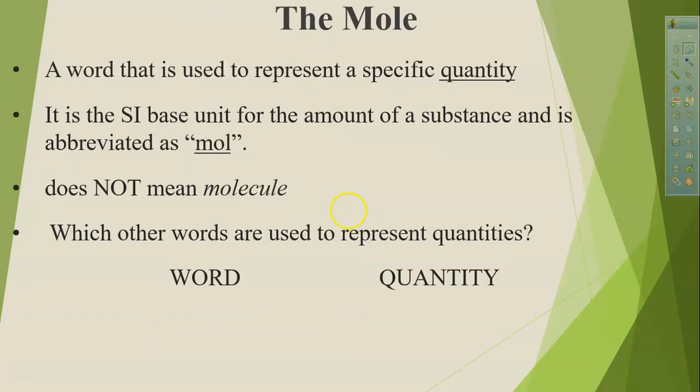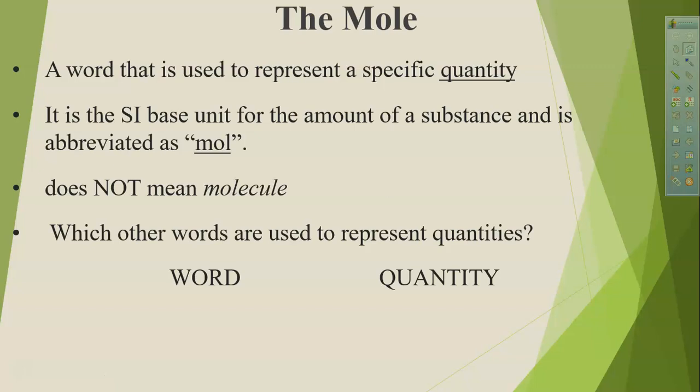A mole is something that's used to specify a particular quantity. It's the SI base unit for the amount of substance. Its abbreviation is mol, which is not a whole lot smaller than mole, but it's mol. Don't use just M. Don't use anything but mole or mol. That's just the abbreviation, mol. It doesn't mean molecule, so be careful. Like I said, the mole represents a quantity. It represents a really large quantity, 6.02 times 10 to the 23rd.